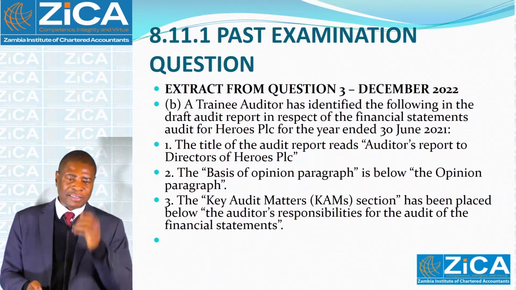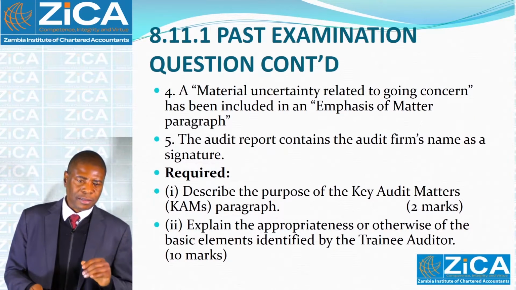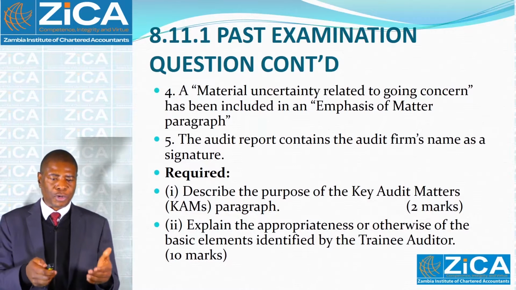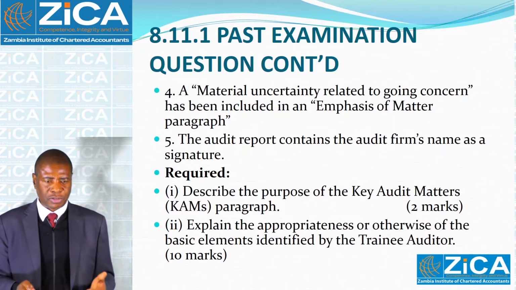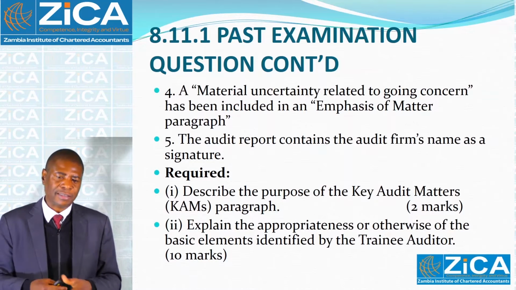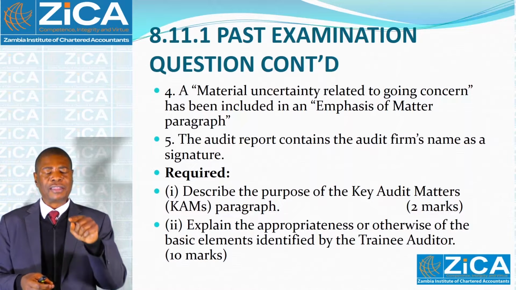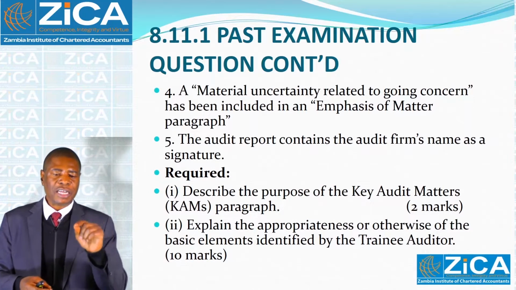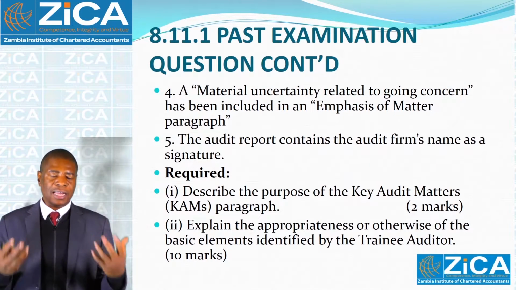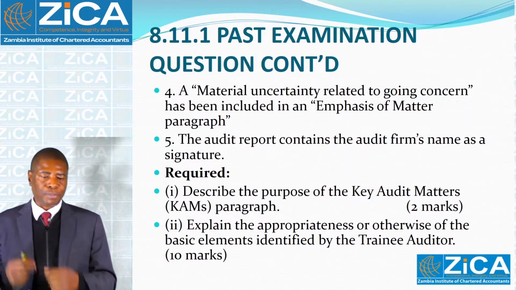So, December 2022, question 3, part B also brought out something on these issues. It asked to describe the purpose of the key audit matters paragraph. It was only 2 marks. So if you've read about ISA 701, you'd get the 2 marks, because the purpose is just to improve or enhance the communicative value of the audit report.